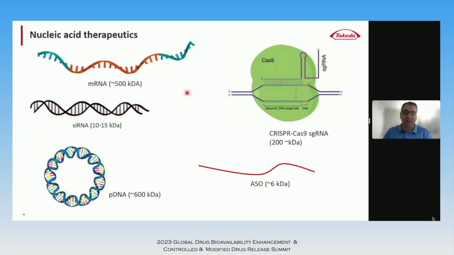So when you look at them, they are very different in size. ASOs and sRNAs are much smaller compared to mRNA, plasmid DNA, and CRISPR systems, and that affects their formulations and other things. And since sRNA and ASOs are much smaller compared to other nucleic acids, we have the ability to chemically synthesize them. So we can modify them, we can do conjugations to not only improve their stability, but also facilitate their cellular uptake and get better potency.